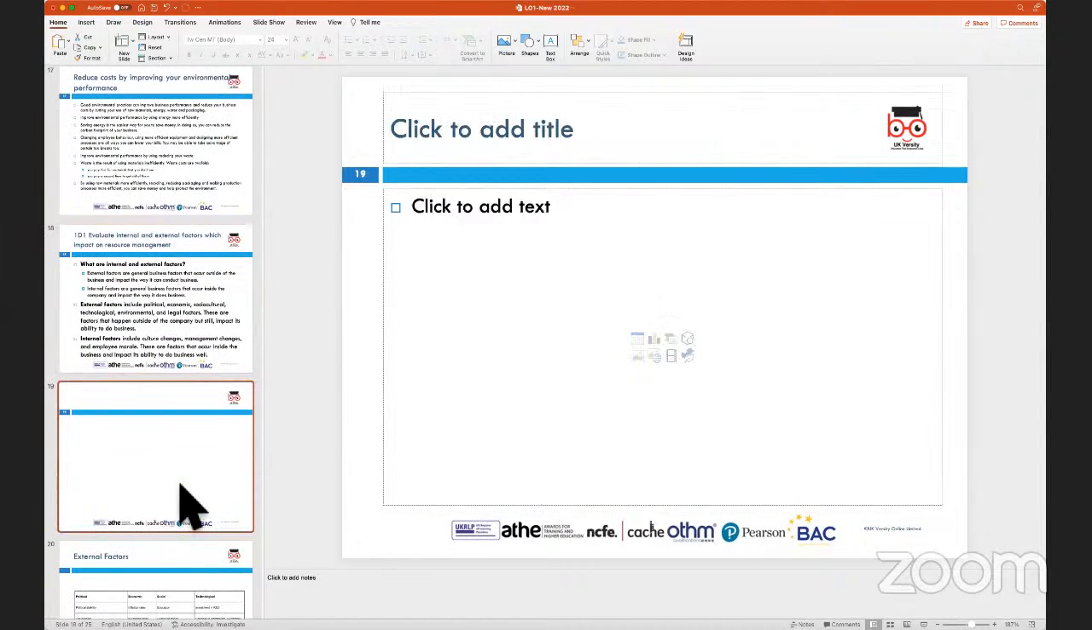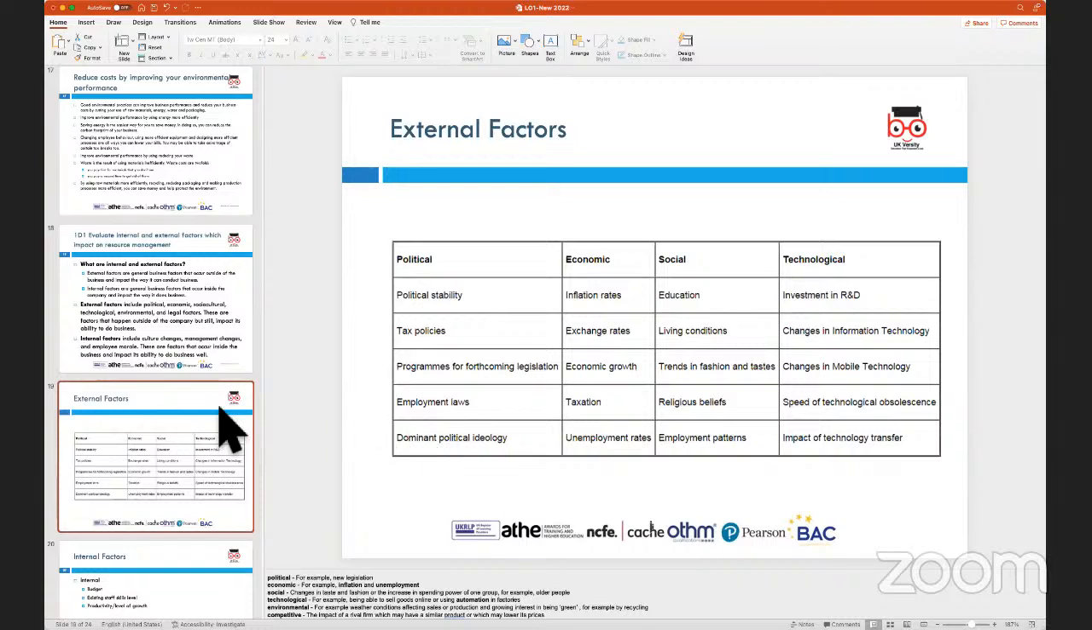Yeah. When we talk about external factors, we talk about PESTEL. And PESTEL in general would help us analyze what factors can affect businesses from a resource requirement and management point of view.